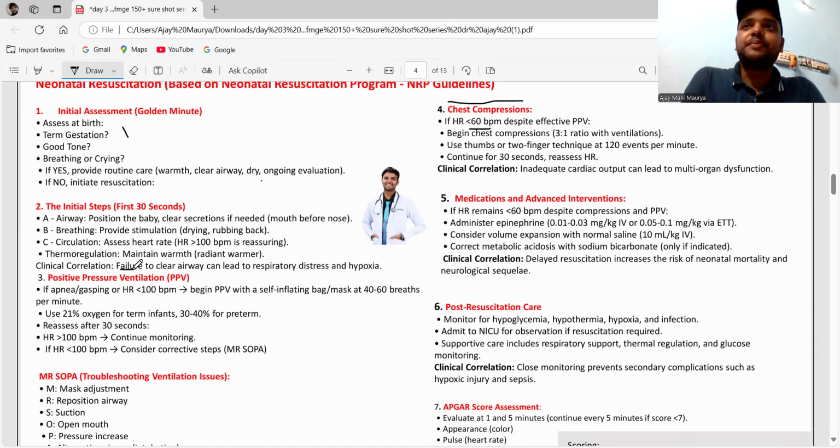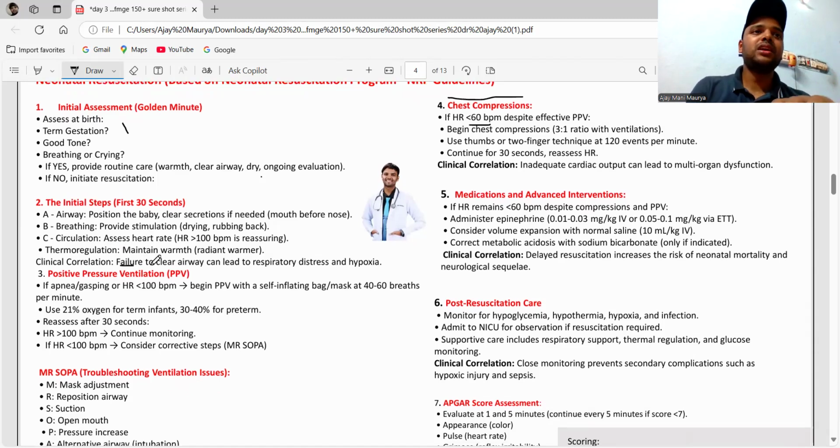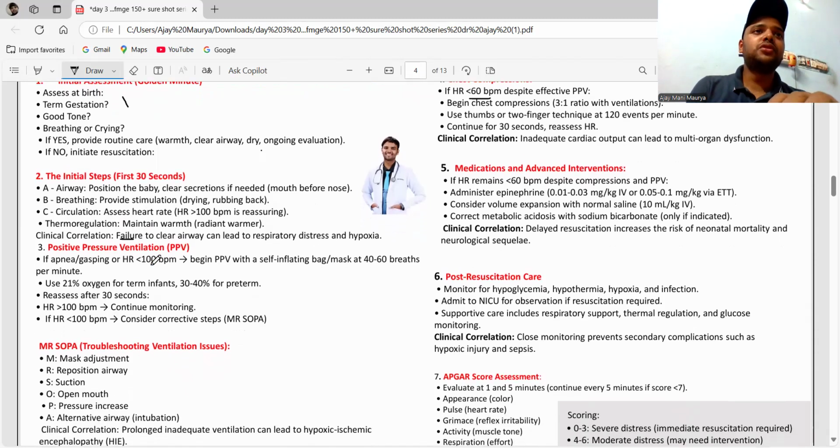Lead to respiratory distress or hypoxia. Then, what you have to do? The next step is to do PPV, the positive pressure ventilation. If there is apnea, what does apnea mean? Absence of breath, or gasping, or heart rate less than 100 beats per minute.